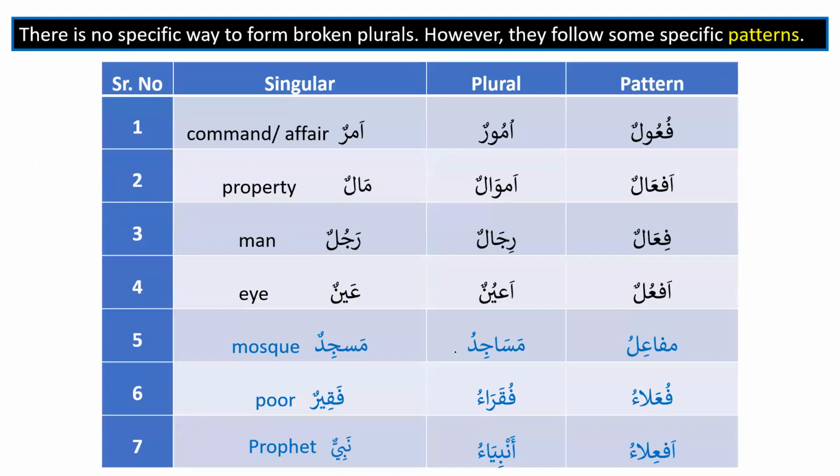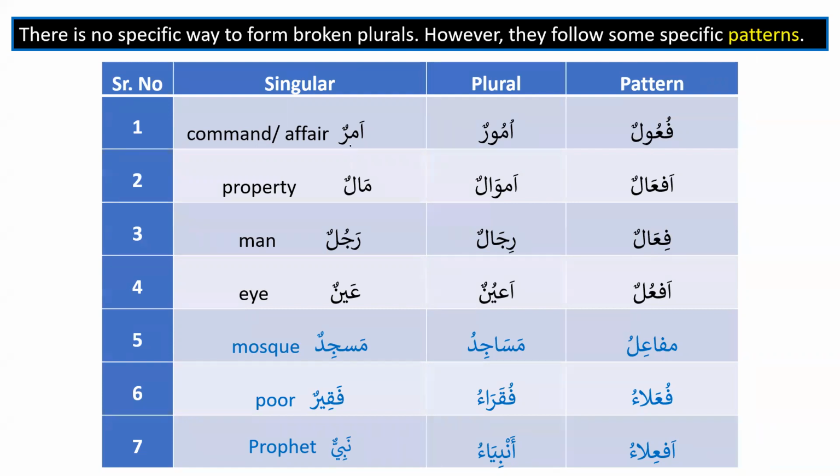Let's see over here. There is no specific way to form broken plurals. That's very important. For example, for sound plural, we have seen that we add only una. So that's very simple. But for the broken plural, we don't really have any specific way of making it. The only thing that we need to know is to go by the patterns. So we have the following patterns. And the beautiful thing is that a noun will always come on a specific pattern. And the pattern means that there will be no change in the harakat. The harakat will always be the same. Only the letters will change, but the harakat will never change.